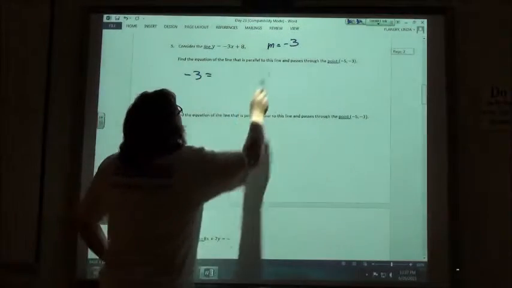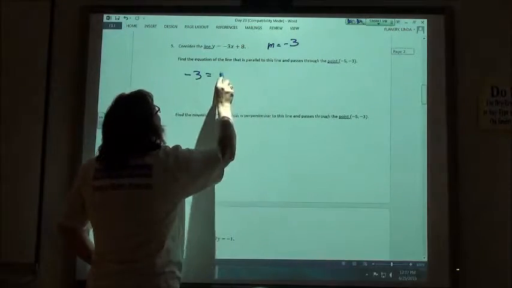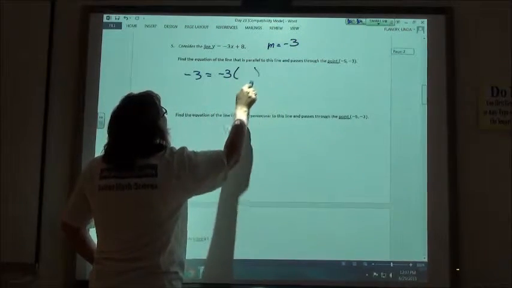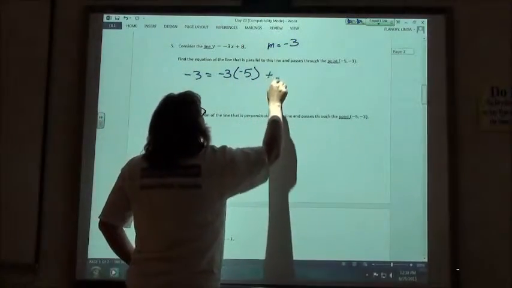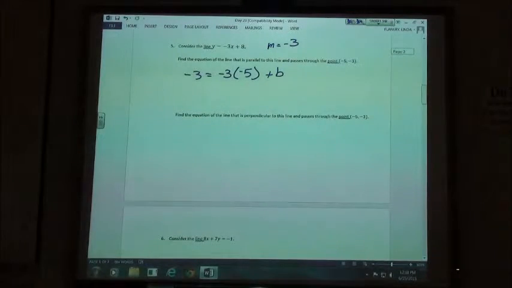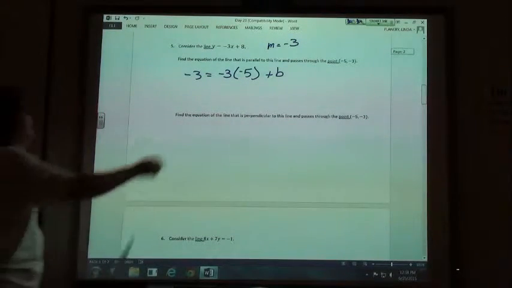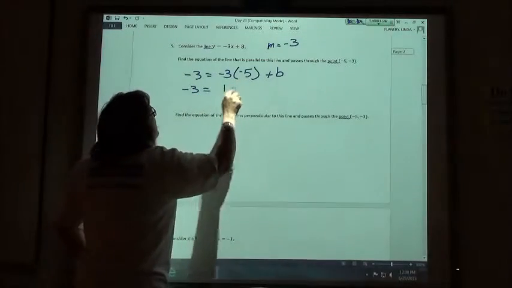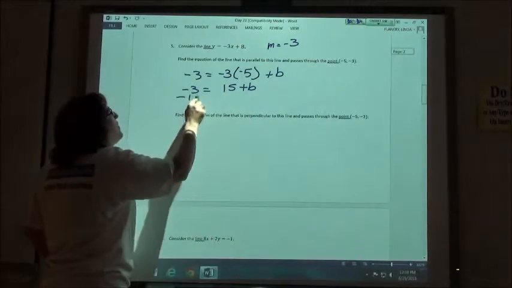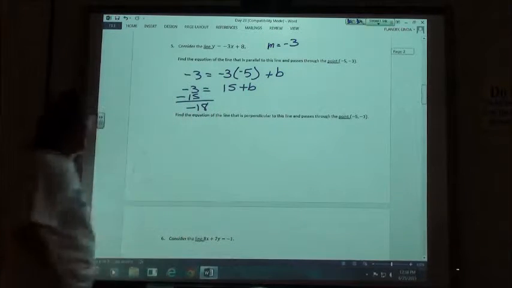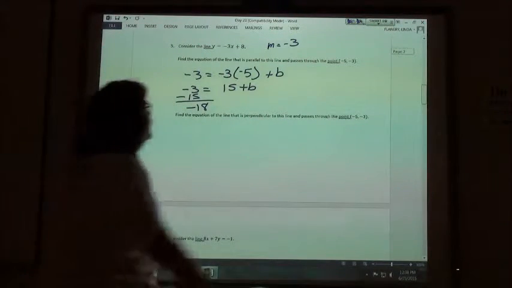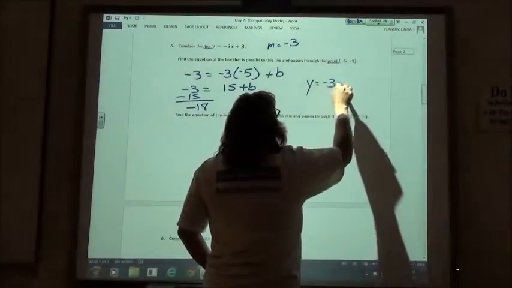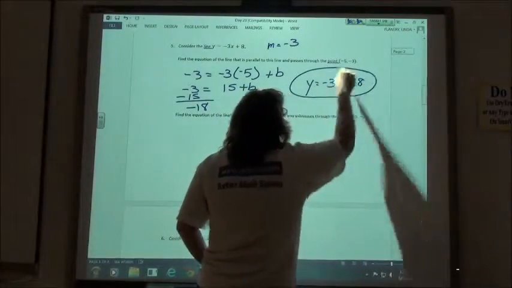3x, let's see. That's a -3, right? Oh, yeah. -3 times -5. -5 plus some number b. And so, -3 is going to equal 15 plus b, and if I subtract by 15, I get -18, right? And so the equation of my parallel line would be what? Y equals -3x minus 18.